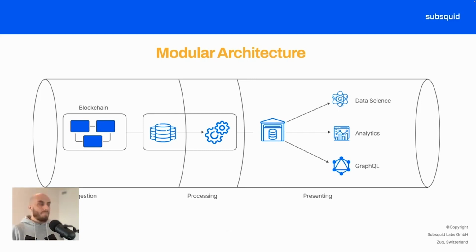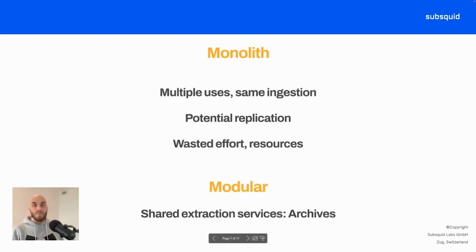A typical approach by other projects so far has been to produce monolith indexers, where the ingestion stage is repeated for every single project indexing the same blockchain. This leads to duplicated and wasted effort. Subsquid has introduced a shared service in charge of this, and we called it archives.